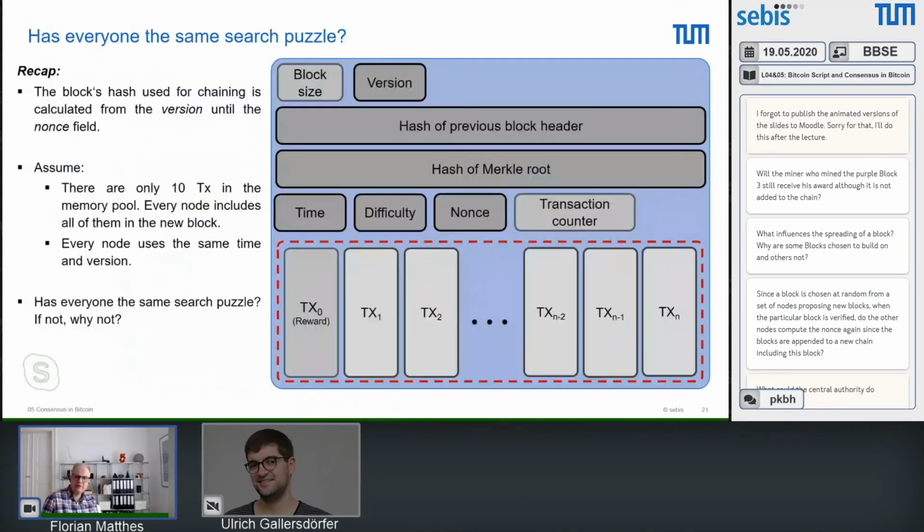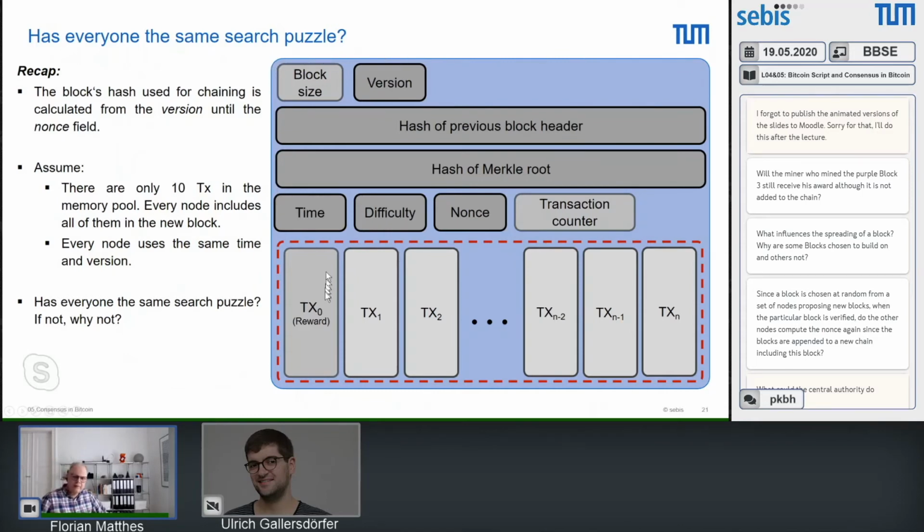We have now this hash puzzle. And now I think it's very important to understand that if you have miners, the miners don't all solve the same puzzle. Because otherwise, if all the miners would solve the same puzzle, they could cheat and take the result they found from the other miners and say, this was my result, I found it. So therefore, we have to remember what the Bitcoin block that is getting mined looks like.